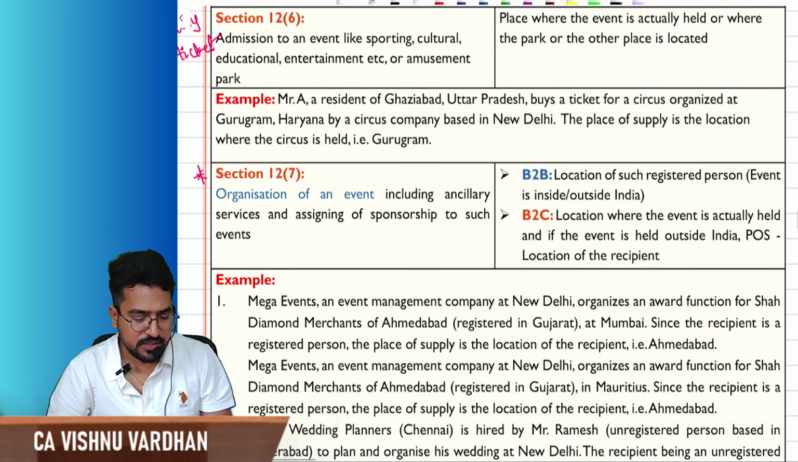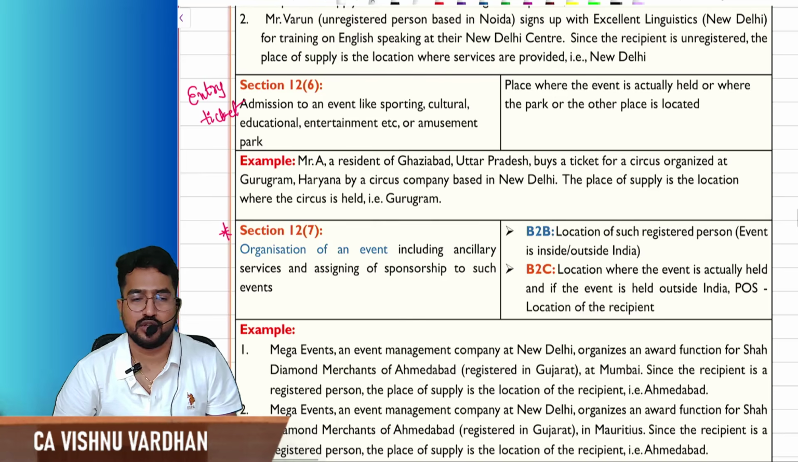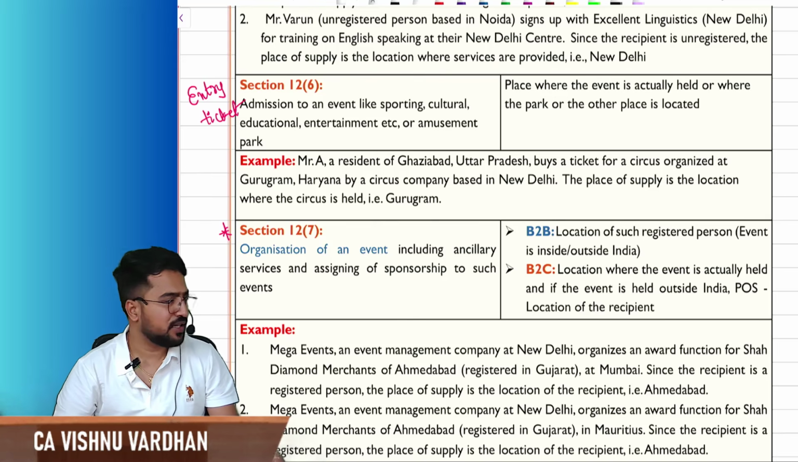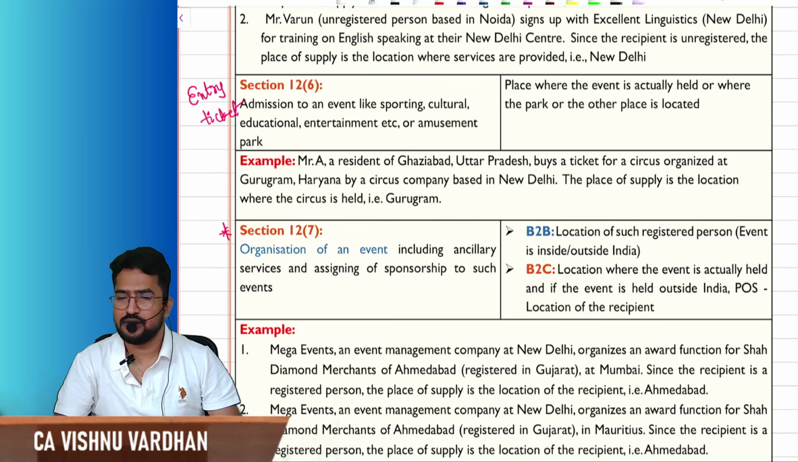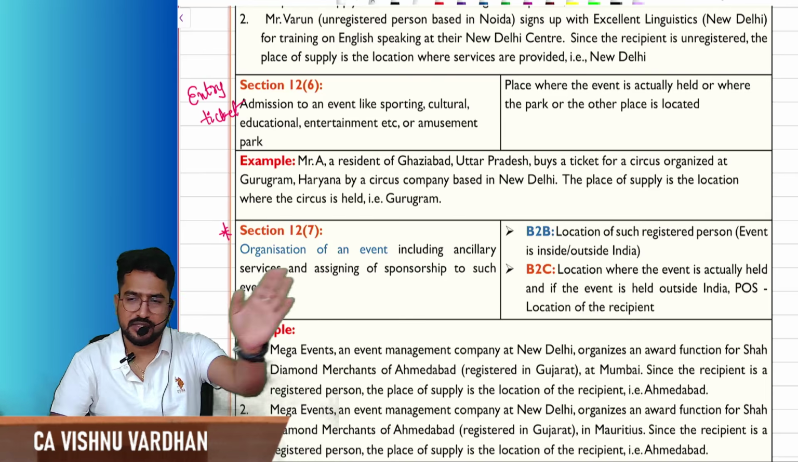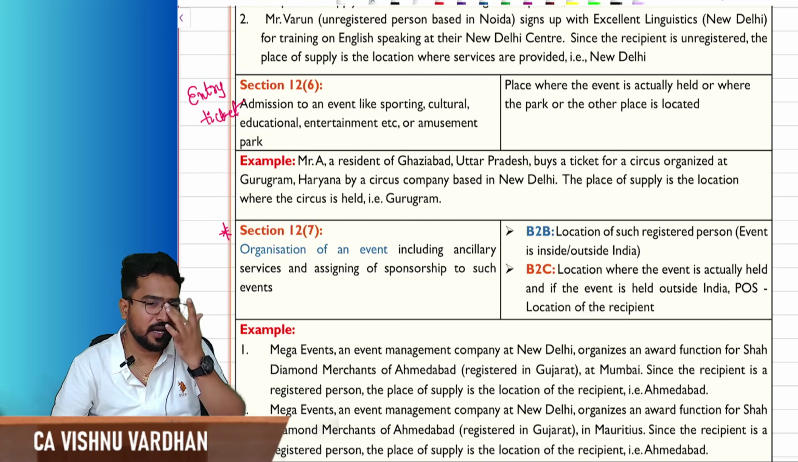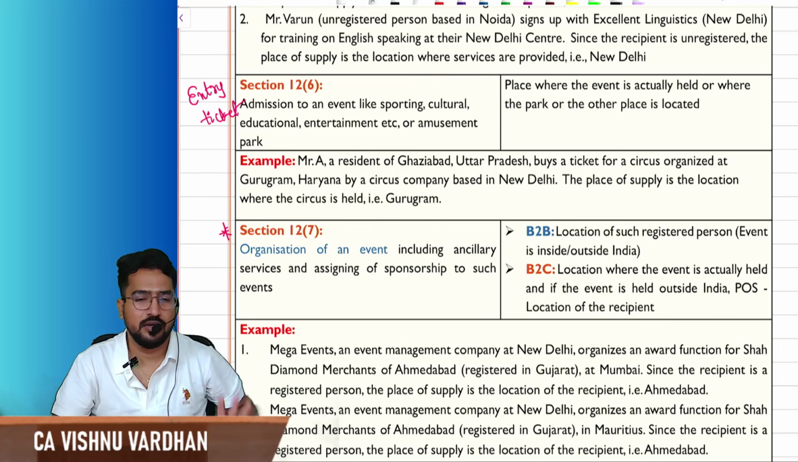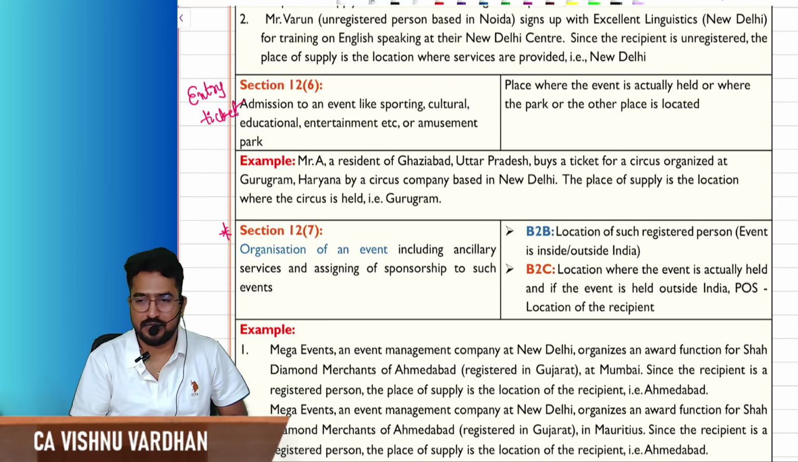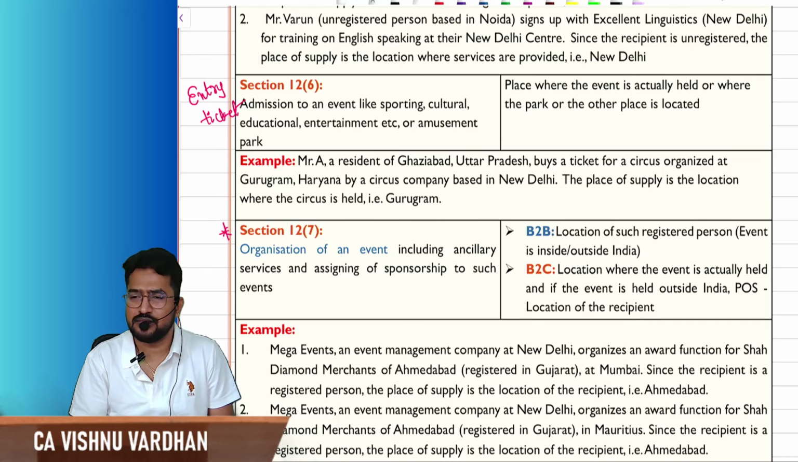12 subsection 6 and 7. See, 12 subsection 6 is all about tickets. You are purchasing an entry ticket for any event. It can be a cricket match, a music concert, or even a movie ticket, whatever it is. For admission to any premises, you are purchasing a ticket. What is the place of supply? Where that event is actually held.